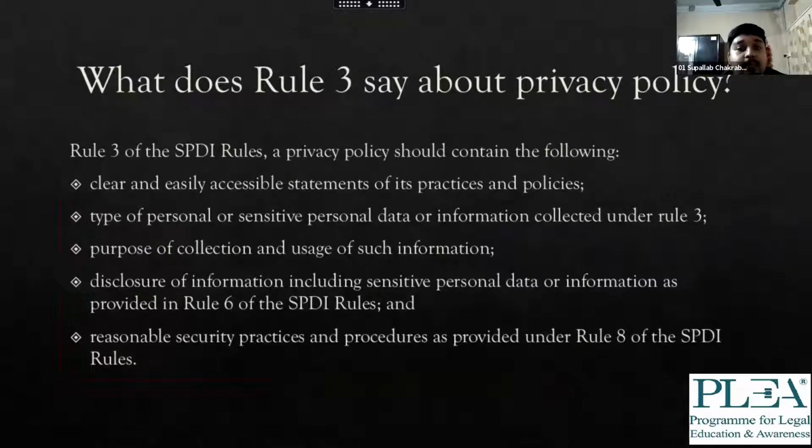Second is the type of personal or sensitive personal data collected under Rule 3. Now, under the same data protection rules, SPDI Rules 2011, there's a list of items which are typically categorized as sensitive personal data. It includes your biometric information, your health data, your financial information. It's a laundry list of items, and it includes passwords. So whatever kind of information you're collecting, you have to put in the privacy policy. Third is the purpose of collection and usage of such information.